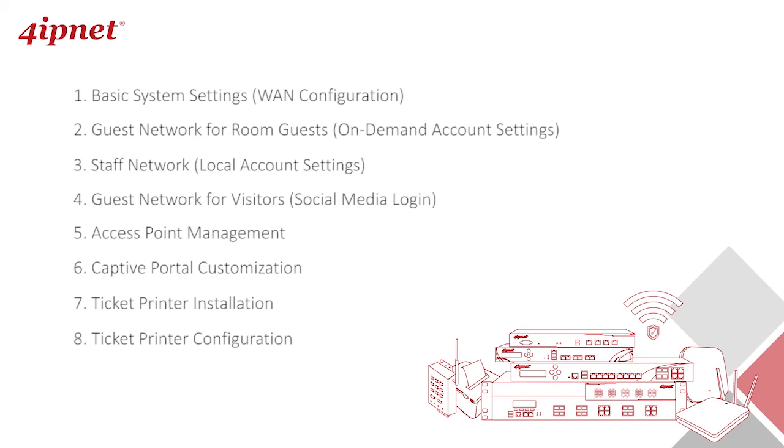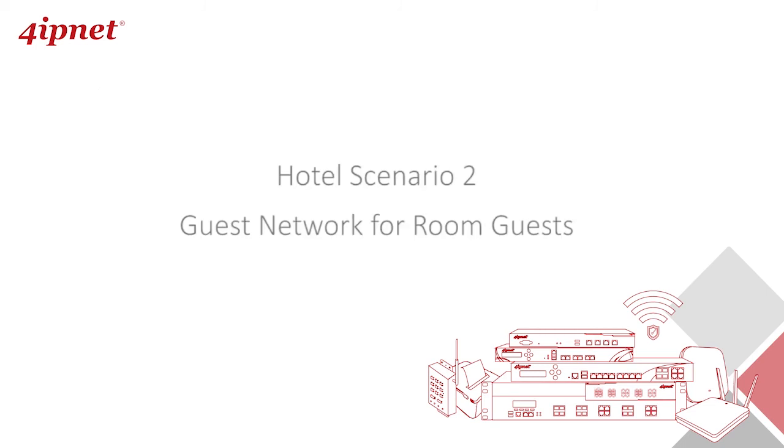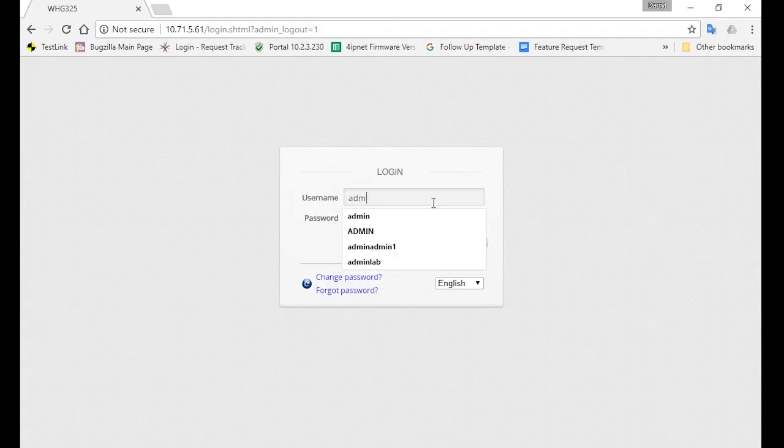So in the last video, you've already learned how to configure some basic system settings. In this video, we'll be demonstrating how to configure the network for room guests, including their user authentication settings, as well as bandwidth limitation. So to begin, you'll need to set up a dedicated network for guests first. As mentioned in the previous video, this will be referred to as a service zone in our UI.